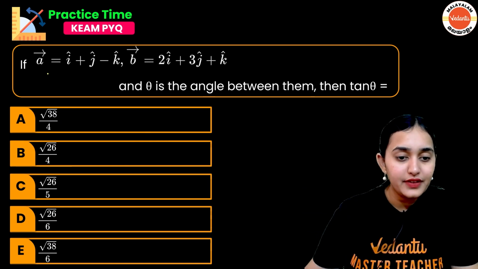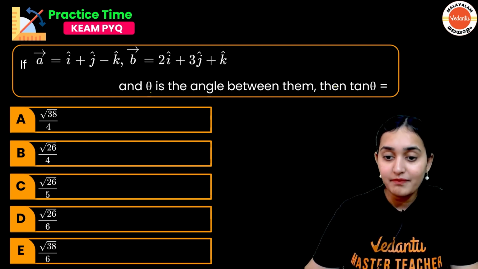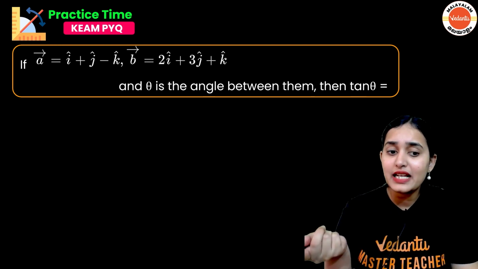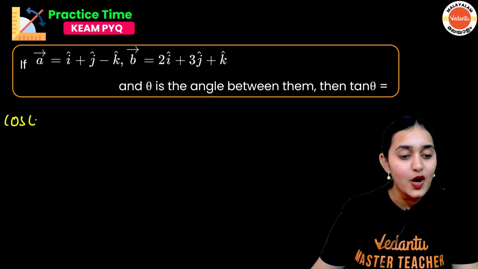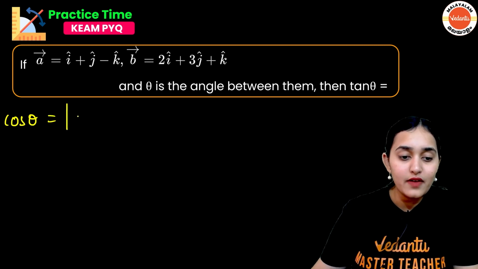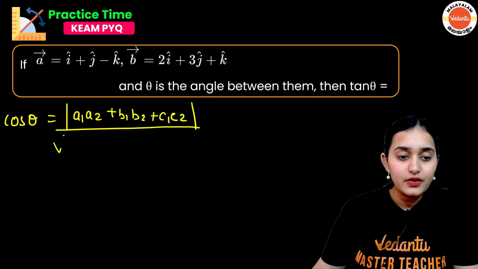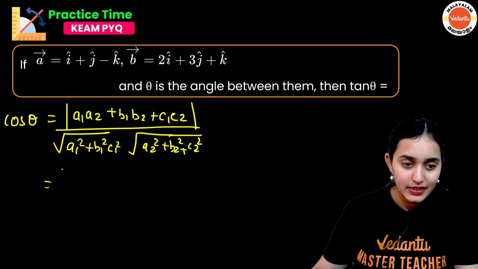Next, if this vector and this vector is given, theta is the angle between them, then find out tan theta. Now you will say, ma'am, you told the formula for cos theta. What will we do about tan theta? So first of all, let us calculate cos theta only. Cos theta is mod value of a1 into a2, b1 into b2, c1 into c2 upon root over a1 square, b1 square, c1 square, a2 square, b2 square, c2 square. What will we get? Let's multiply first.